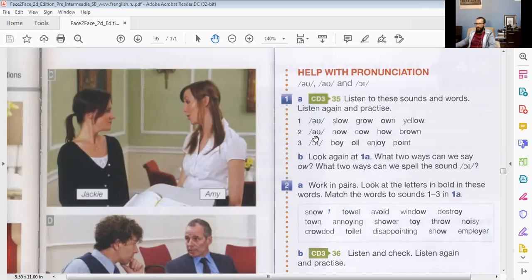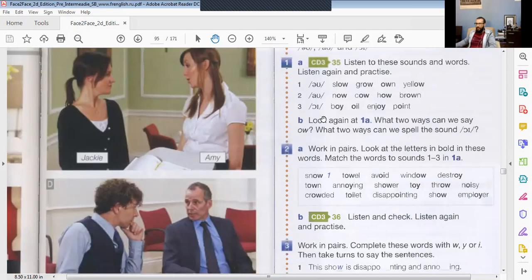Okay, so now we know the three different sounds. Now, I want you to check these words and tell me, do they belong to group 1, 2, or 3? So this word, what is this? From which group? 1, 2, or 3? 2. Okay. Next one. 3. And this one. 1. This. 3. What about this?